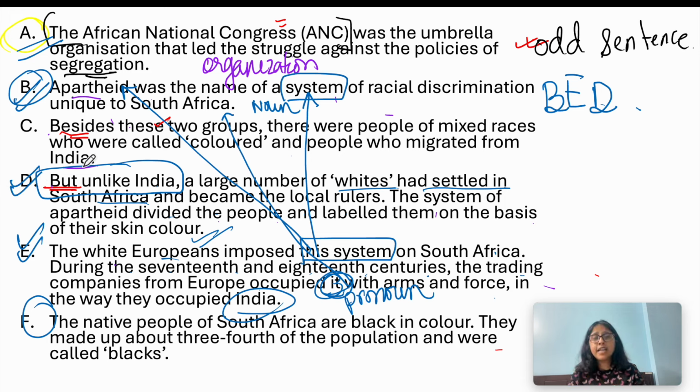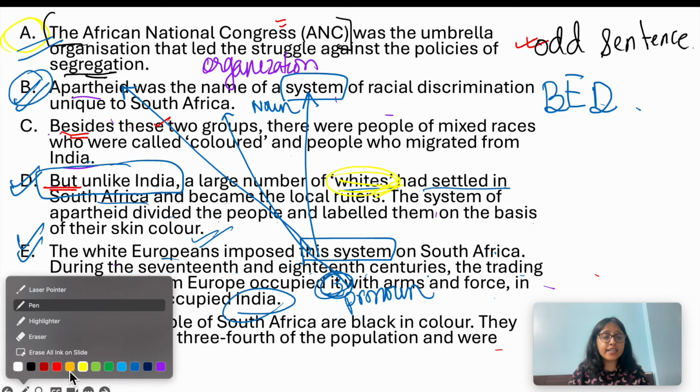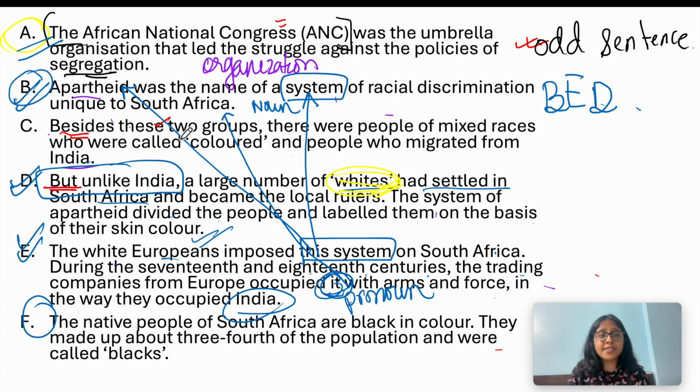Okay. Now you can see here, sentence D talks about some skin color. Which skin color? Whites. Unlike India, a large number of whites had settled. So sentence D talks about this skin color, white. And sentence C talks about two groups besides these two groups. But sentence D talks only about one group, that is white. So in the next sentence, you have to talk about the next group, which is black.